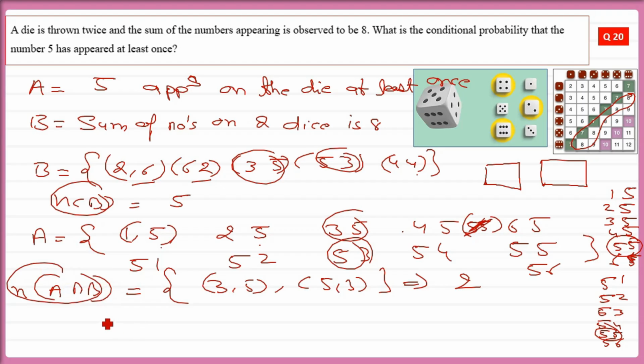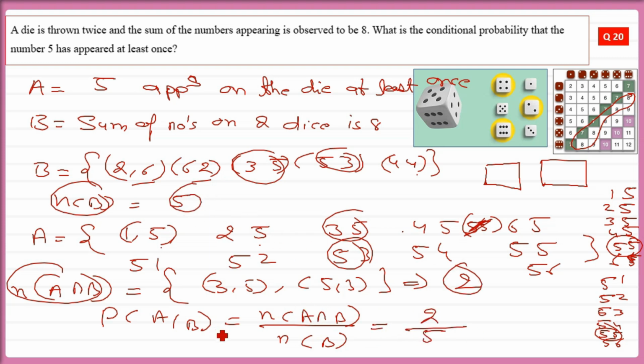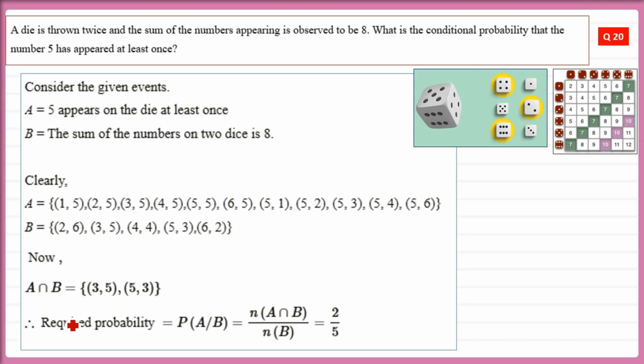So the number of elements in both the cases is known now. P(A|B) is n(A intersection B) divided by n(B). So first you write the probability, then convert it into number of elements. So this will be 2 divided by 5. So this is the answer. And this is how you are going to go about it.